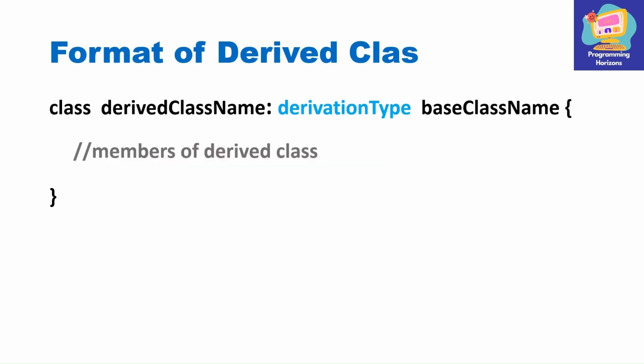Here is the format of a derived class. First we mention the keyword class, then we mention the derived class name according to the rules for identifiers, then we put one colon mark which indicates that the class is inheriting from some other class, then we mention the derivation type which can be public, private or protected depending upon the type of derivation that we want in our class, and then we write the base class name. Then inside the set of curly brackets, we mention the members of the derived class.